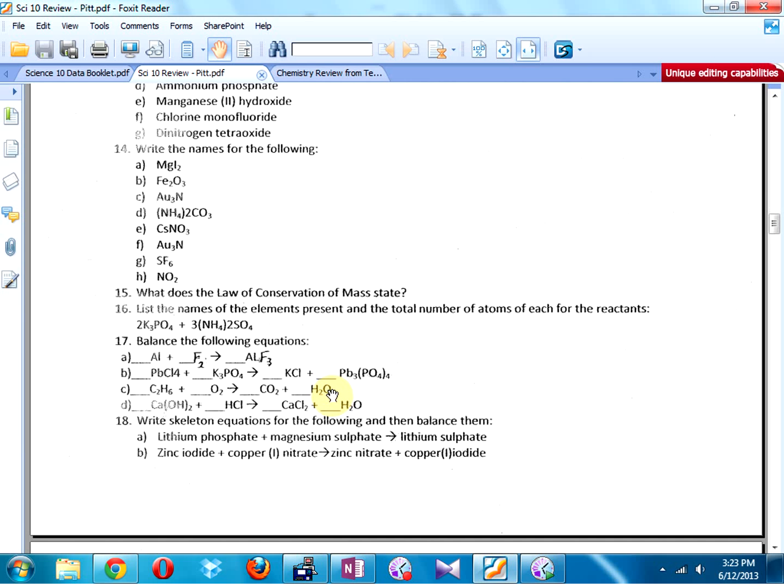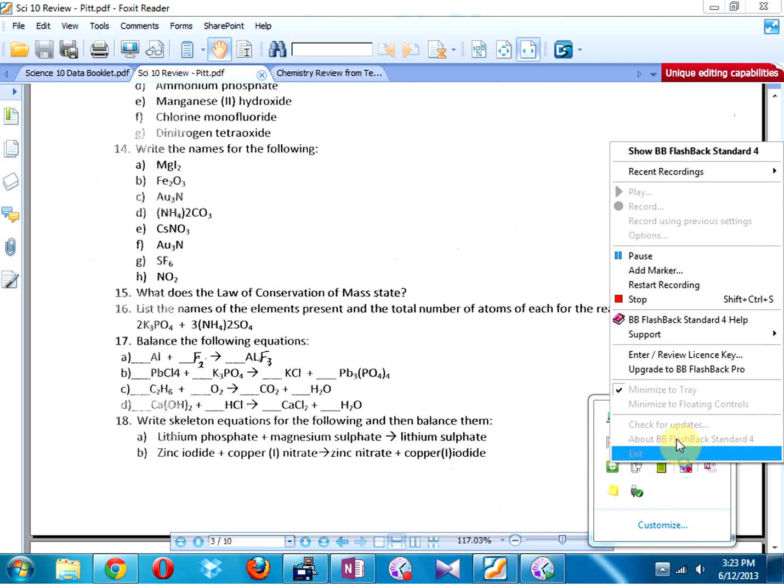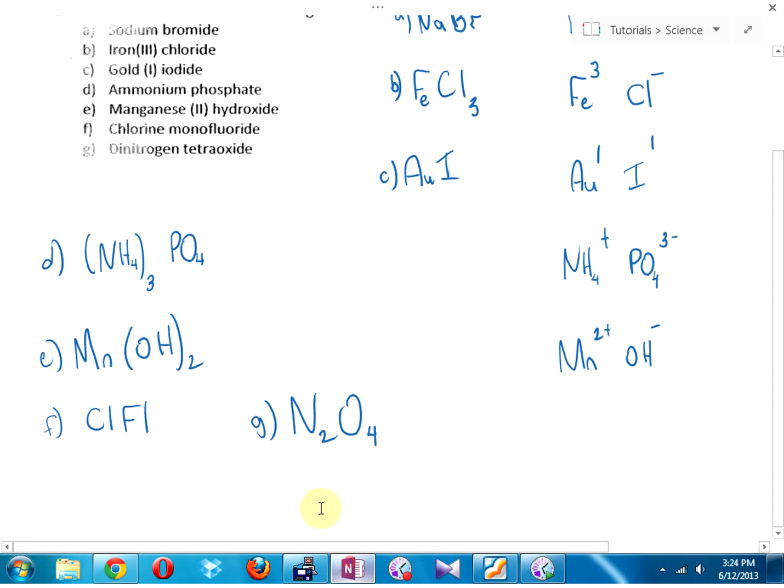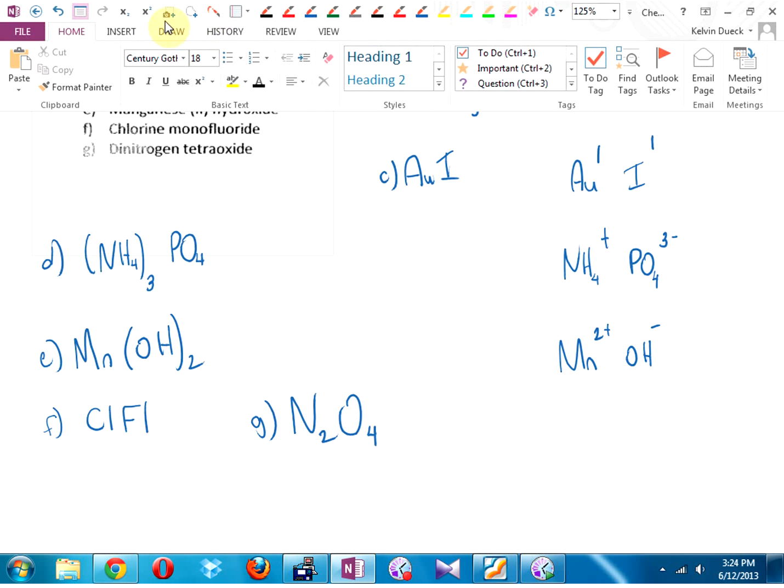Let's write the names for the following. So here now they're giving us the actual formula. Let me just hit pause for a second. So now we're going to write names. The reverse of this procedure. Now they're going to give us the formula, and they want us to go the other way.